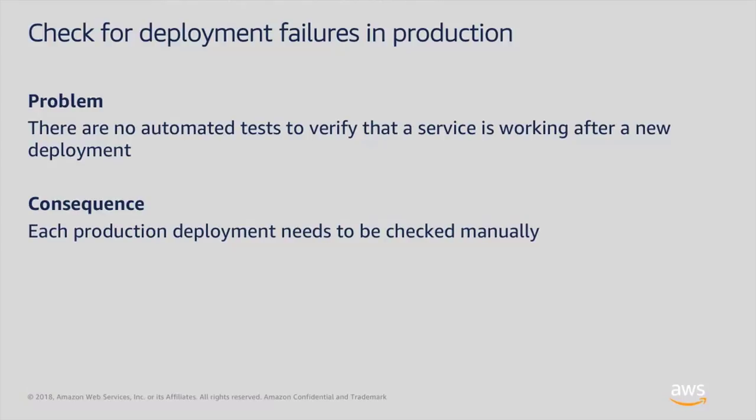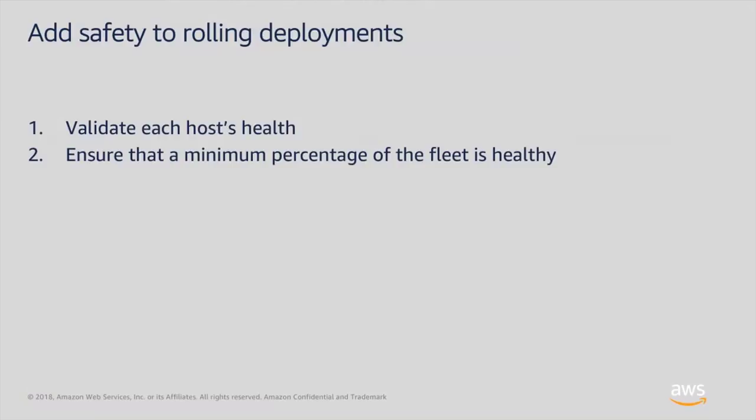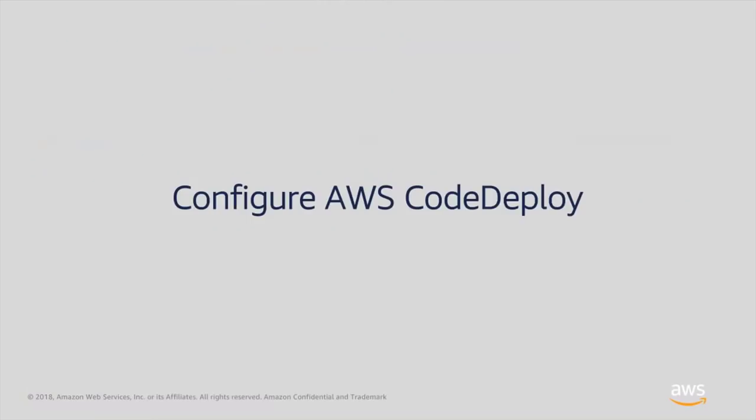So the problem here is we're not automating tests to verify that the service is working, and that means that production deployments need to be checked manually, and that's not what we want. We want to automate that check. And so we're going to implement some safety in our rolling deployments. So we want to validate each host's health. We want to ensure the minimum percentage of the fleet is healthy before we count that deploy as a success. And if we don't reach that minimum healthy fleet, we're going to roll back and treat the deployment as failed.